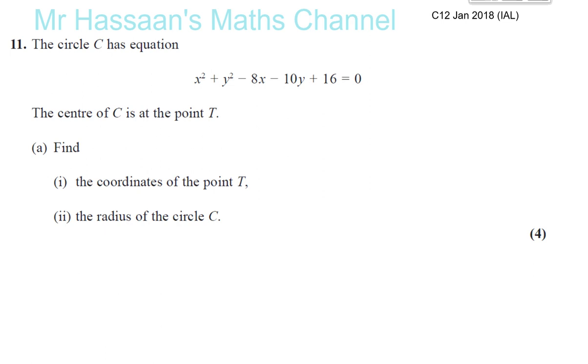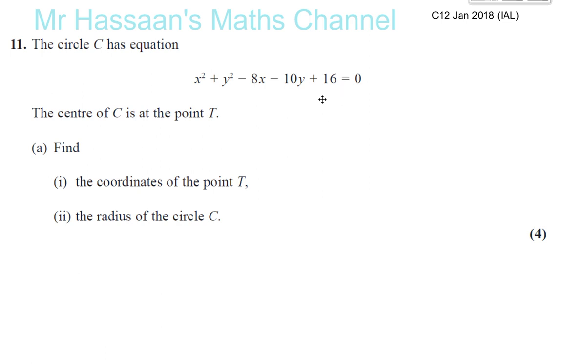Okay, so now we have question number 11, also requested by one of my students from the same paper, January 2018, IAL. This is about the equation of circles. It says the circle C has an equation x squared plus y squared minus 8x minus 10y plus 16 equals 0. The center of the circle is at the point T.